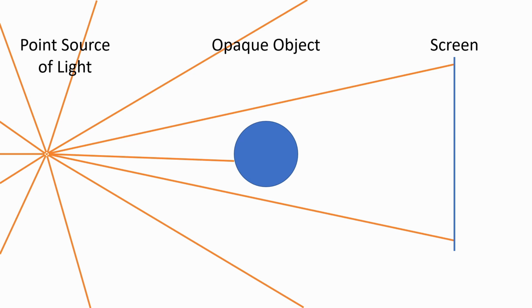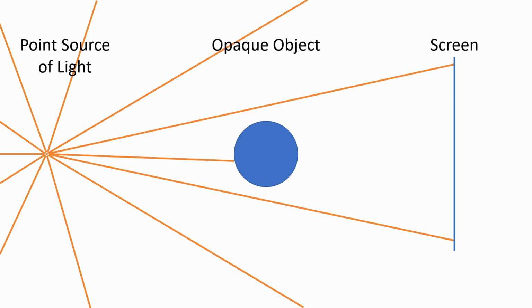Here we've got an opaque object, like a tennis ball or something, and a screen. Some rays of light don't hit the screen at all, they just pass away into different directions. Some do hit the screen, but in this case here, one ray of light that we've drawn hits the opaque object and is blocked. It cannot pass through an opaque object and so cannot reach the screen.